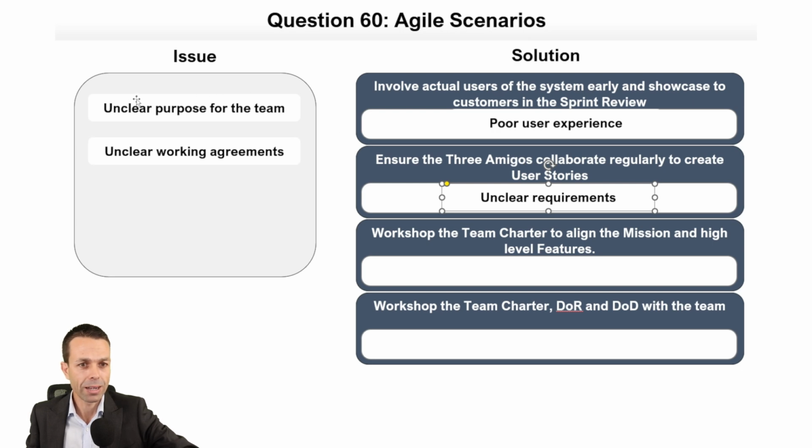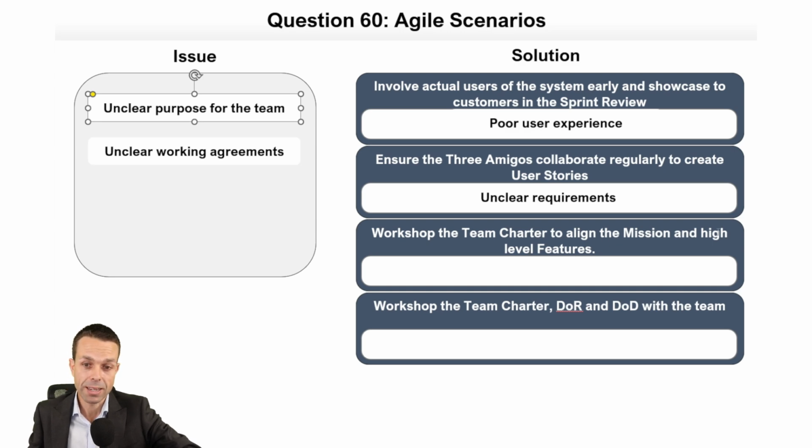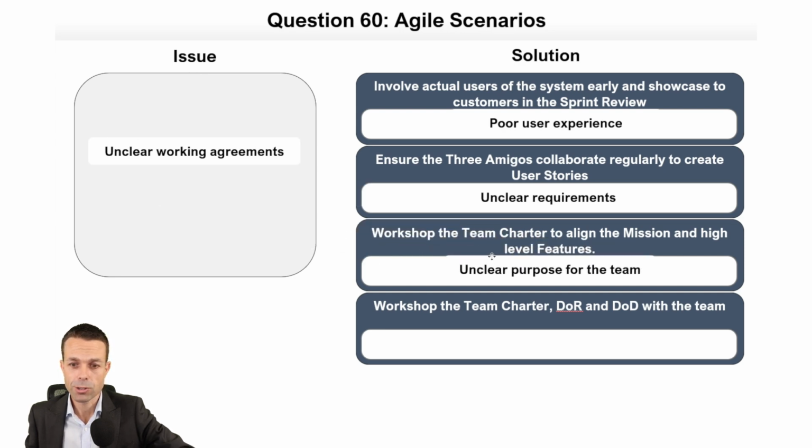Now, if we have an unclear purpose for the team, let's have a look. Workshop the team charter to align the mission and the high-level features. That will give us a purpose with our team charter. That does sound correct, so let's do that first, and we can always change it if this one ends up being more correct.